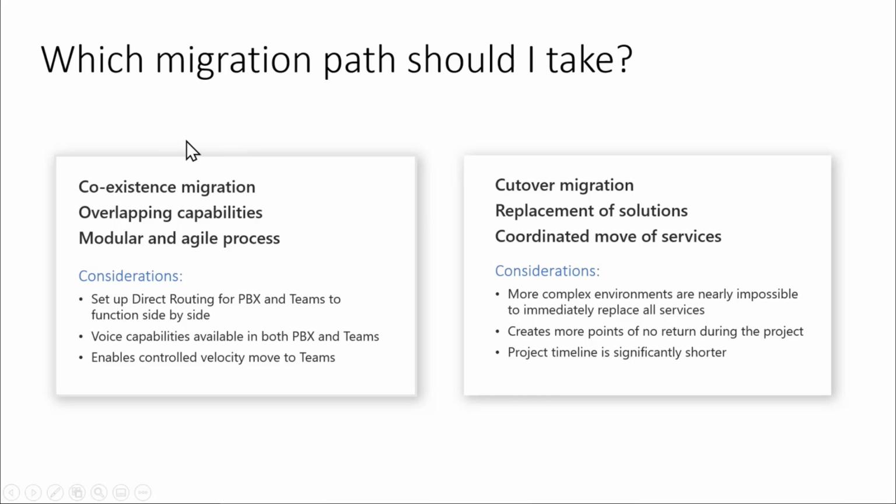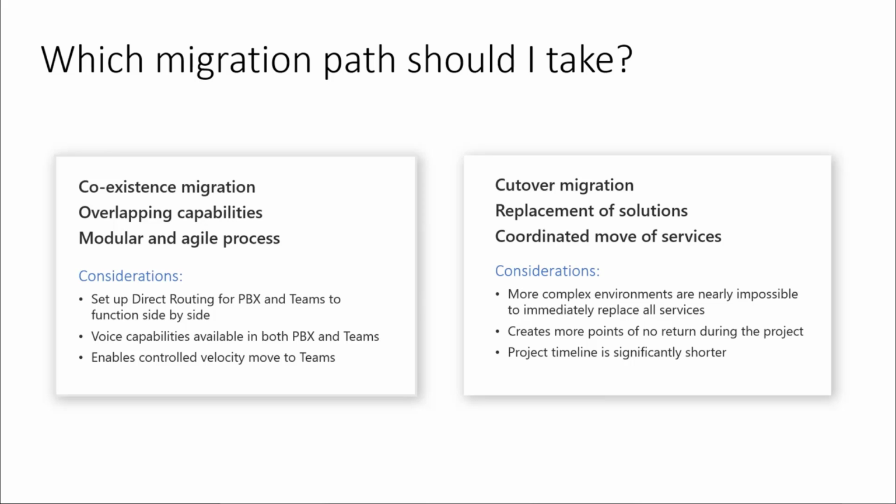Option one is coexistence. So this is where you are overlapping the capabilities of both telephony solutions at the same time. So you have Teams turned on for calling, and you also have your existing telephony solution also able to make calls. So as an end user, I can, for a period of time, dial a number through Teams, and I could also dial a number through my existing solution, whatever that may be.